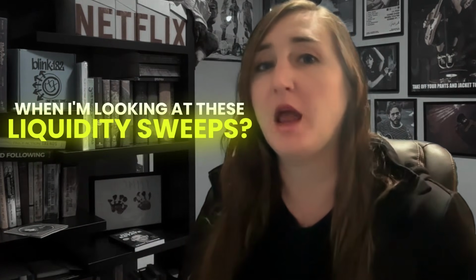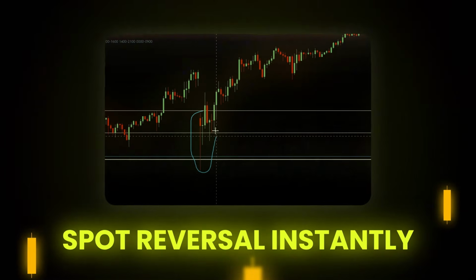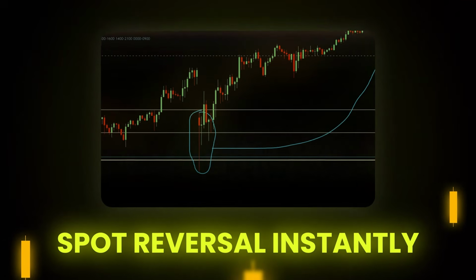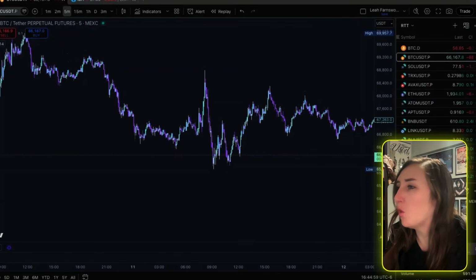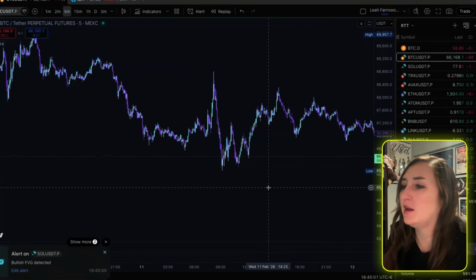Today, I'm going to show you the exact entry model I look for when I am looking at these liquidity sweeps, and what you can spot instantly so you don't get stopped out of your trades and think something is going up when really they're just trapping you and trying to stop you out. Let's get into it. Let's get into one of the most important concepts as a day trader.